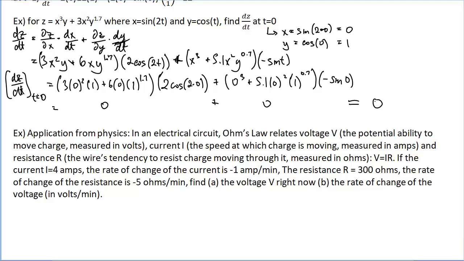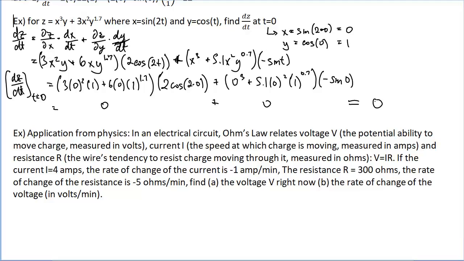Okay, so it's a physics application, and I'll start you off by telling you all the physics you need to know. It's about an electrical circuit, and Ohm's law relates voltage V, which in physics is the potential ability to move charge, measured in volts, the current I, which is the speed at which charge is moving, in coulombs per second, called amps, and the resistance R, which is the wire's tendency to resist charge moving through it, measured in ohms. And the rule is V equals I times R.